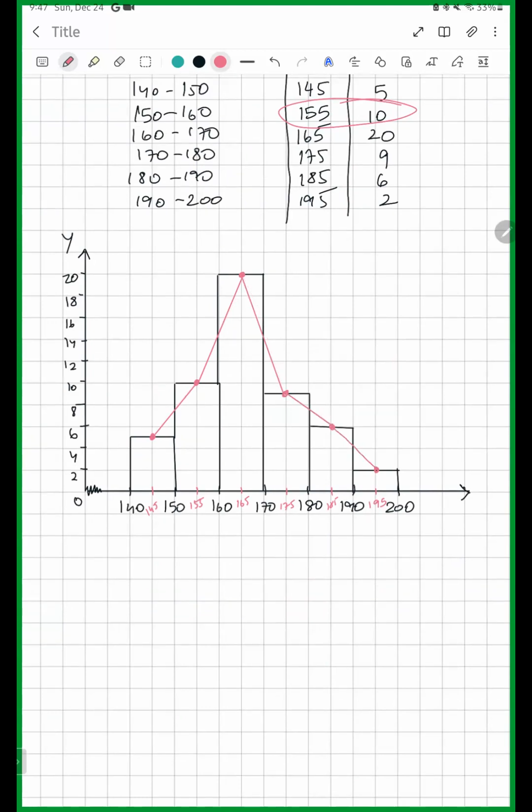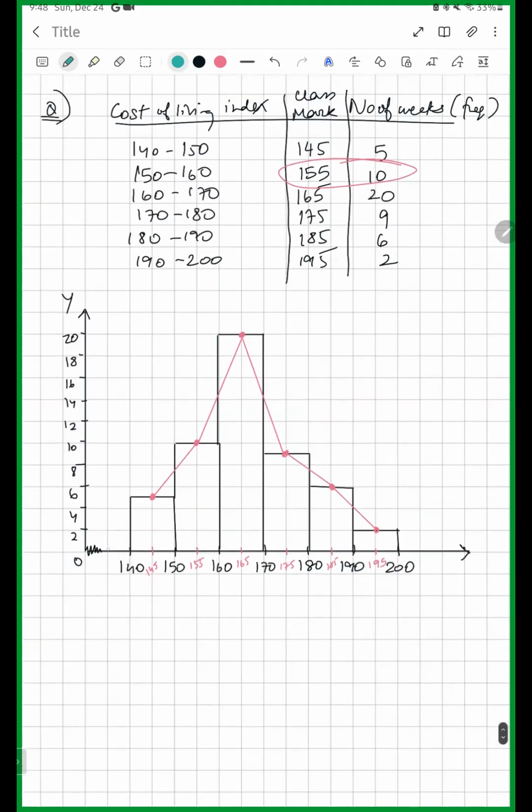Now, as we discussed, this is not a polygon. The pink one is not a polygon because we know that a polygon is supposed to be a closed figure. So 135, what did we discuss? That we are going to go one step backward and one step forward. So 135 over here and 205 over here. So we are going to just join it over here.